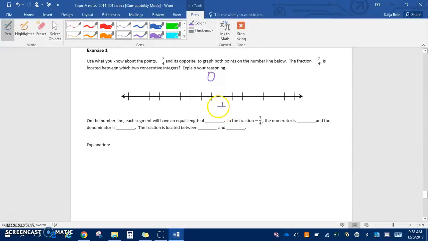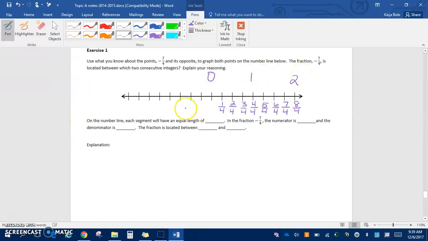So this would be 1/4, 2/4, 3/4. This would be 4/4, which we also know is 1. And then 5/4, 6/4, 7/4, and then 8/4, which we also know is 2.